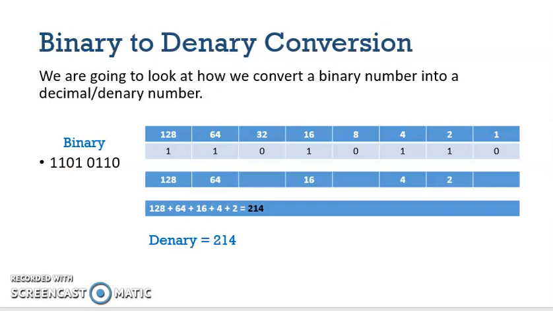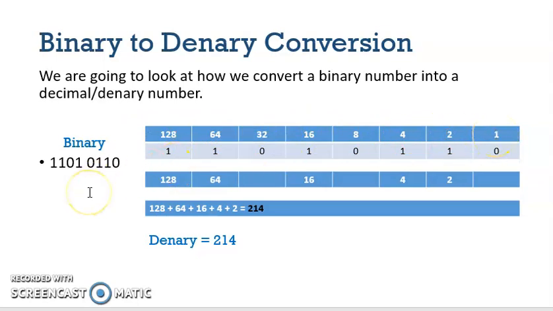So when it comes to binary to denary conversion, we're going to take a look at how we convert a binary number into a decimal or a denary number. Here you'll see that there's one full example that's been done for you. The binary number here is 11010110. This is an 8-bit binary number, and the 8 bits which represent the byte are shown up here: 128, 64, 32, 16, 8, 4, 2, and 1.